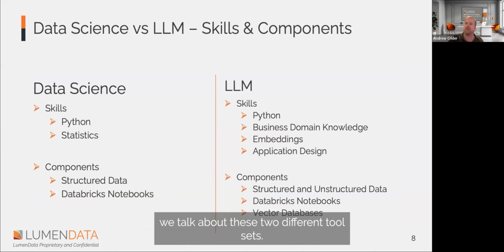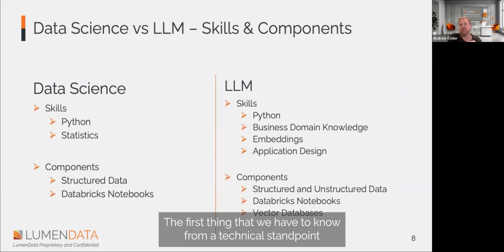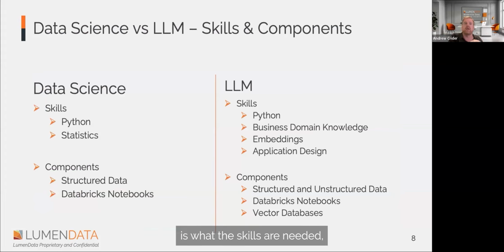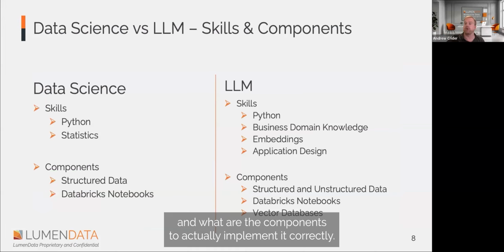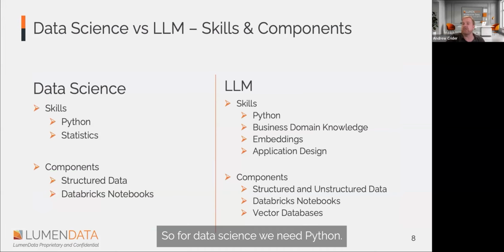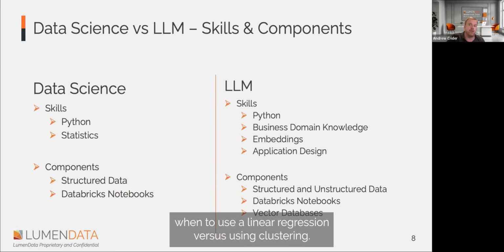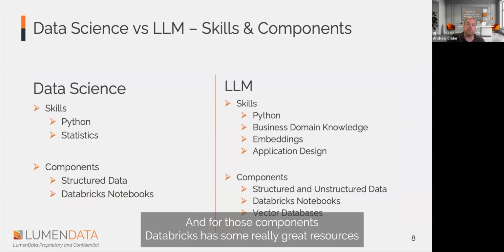So when we talk about these two different tool sets, data science versus generative AI, the first thing that we have to know from a technical standpoint is what the skills are needed and what are the components to actually implement it correctly, right? So for data science, we need Python and we need some statistical skills to understand when to use a linear regression versus using clustering.